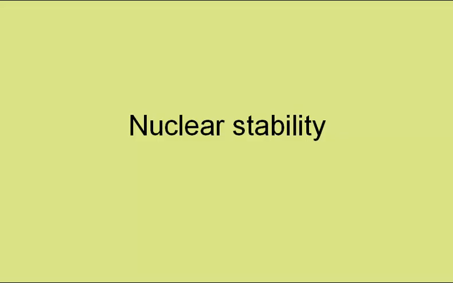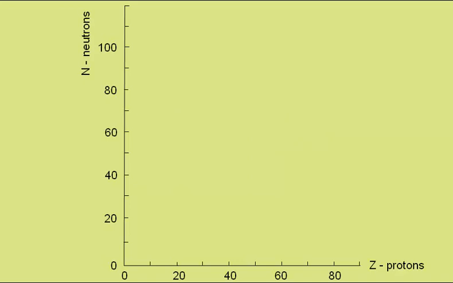Nuclear stability. Here I'm going to look at what conditions lead to stable nuclei. I'm going to plot a graph of the number of neutrons, N, against the number of protons, Z. First I'm going to add this line, which shows where the number of neutrons equals the number of protons.